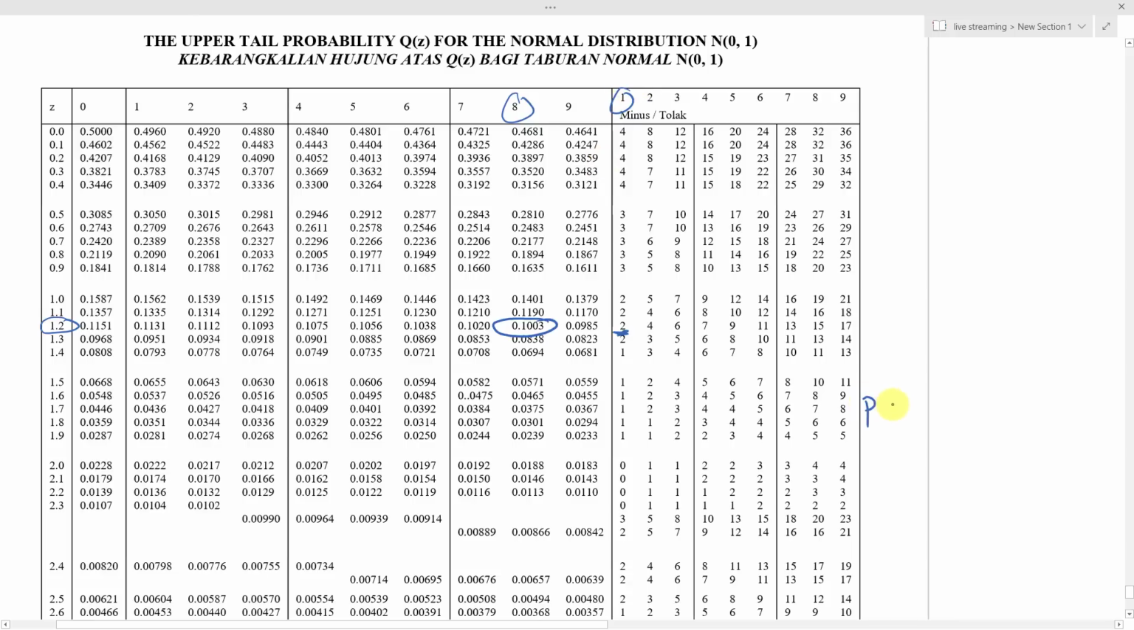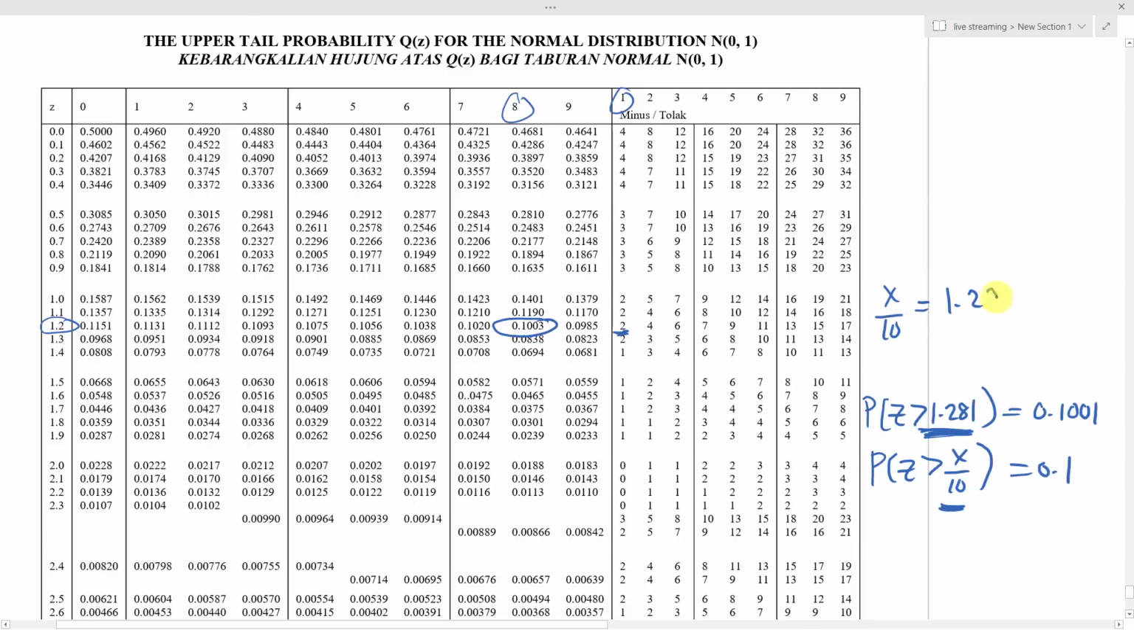So therefore, it means that when z is bigger than 1.281, you will get close to 0.1. You actually get 0.1001. Just now we have z is bigger than x over 10 must equal 0.1. So you realize this 1.281 actually is x over 10, isn't it? So we can find the x value by doing this: x over 10 equals 1.281. So what's my x value? It will be 12.81.